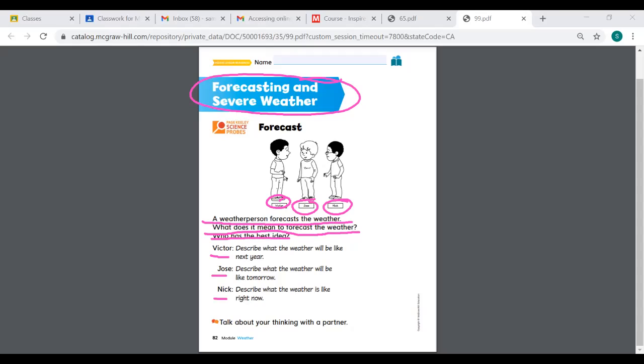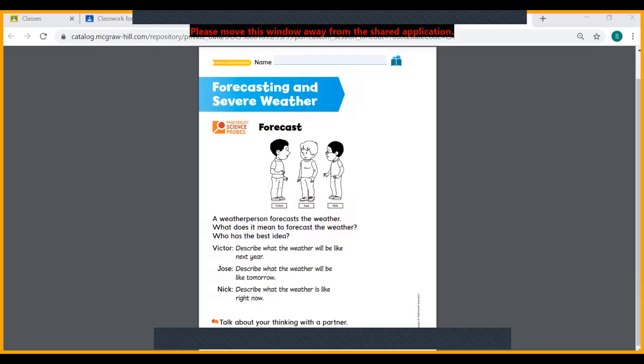So I want you to choose the friend that you think has the best idea about what it means to forecast the weather. So I want you to think about it and pick who you agree with the most. Did you pick? Okay.